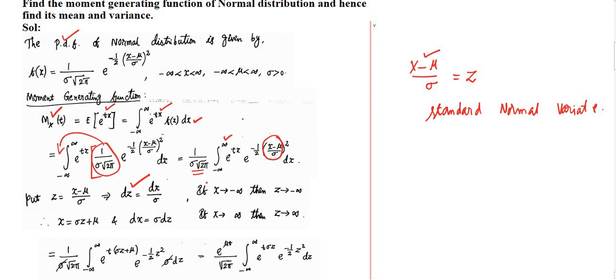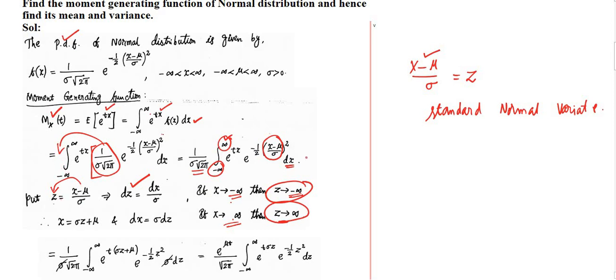At the same time, we should check the limits also here. The x limits vary between minus infinity to plus infinity. Then how about the z limits? Because we are converting all x variables in terms of z here. If x tends to infinity, z tends to infinity. If x tends to minus infinity, z tends to minus infinity.